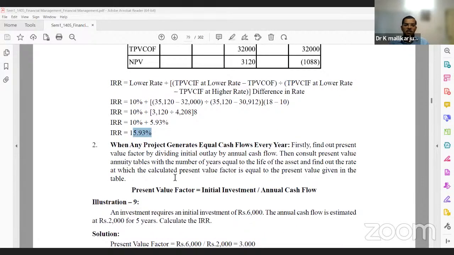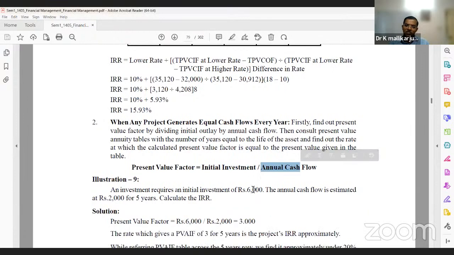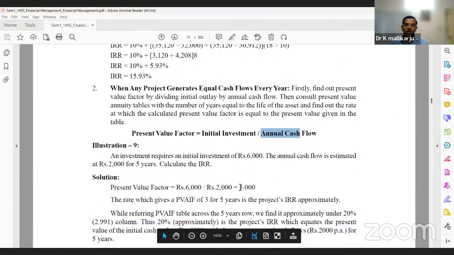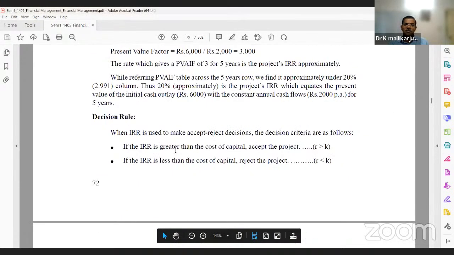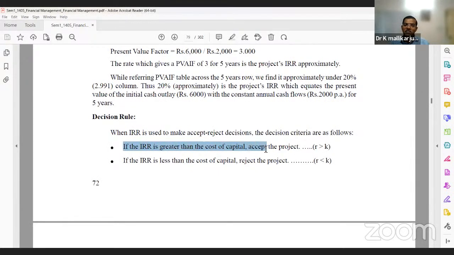Higher IRR is always an advantage. The present value factor is initial investment divided by annual cash flows, if the cash flows are the same. So your decision making is: if the IRR is greater than the cost of capital, we accept the project. IRR is internal rate of return. R is nothing but the return.